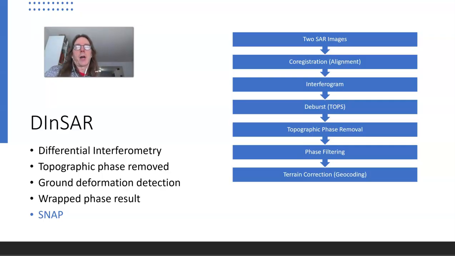DINSAR processing was accomplished using SNAP and the general workflow shown here, wherein an interferogram is created from two aligned repeat SAR images, then using the appropriate DEM, the topographic phase is calculated and removed.